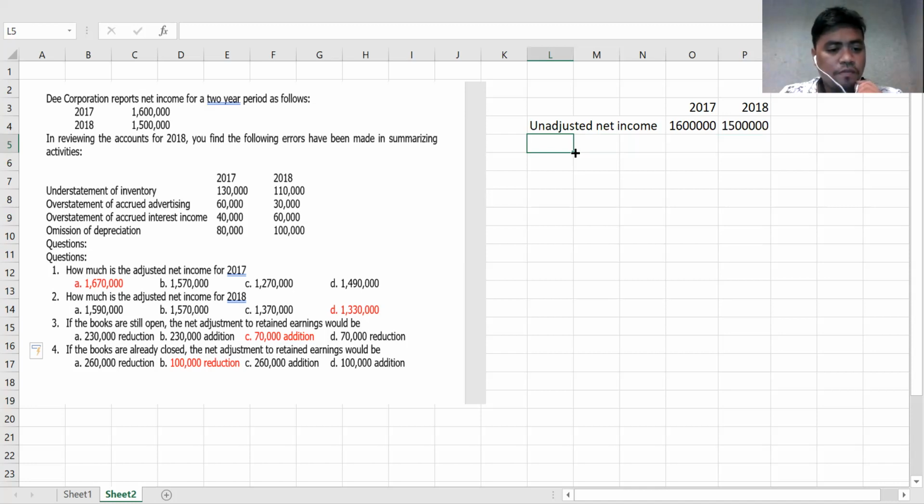Now, the requirement is to compute for the adjusted net income for 2017, adjusted net income for 2018, and adjustment to retained earnings. Okay, so first we have understatement of inventory.